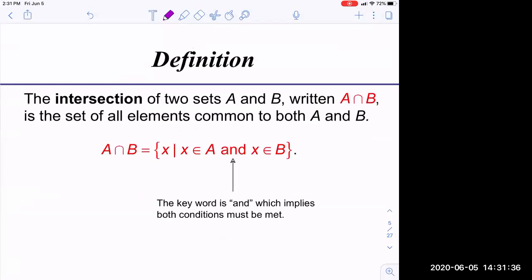Here's our symbol for intersection. Notice the key word, as it's pointed out here, is "and," and this is a lot like P and Q. This is the conjunction. Notice that the "and" in our logic looks a lot like the symbol for intersection.